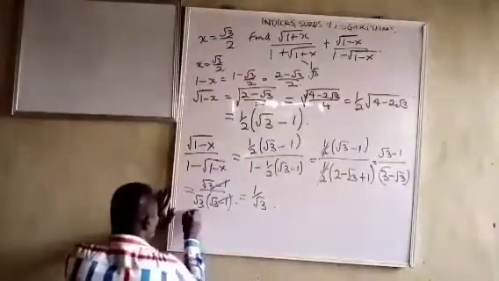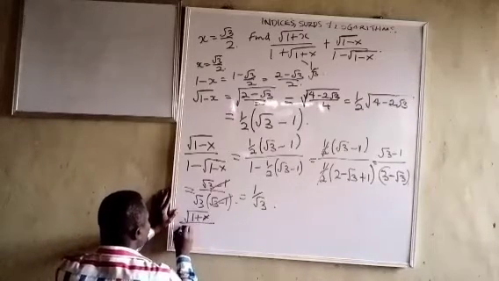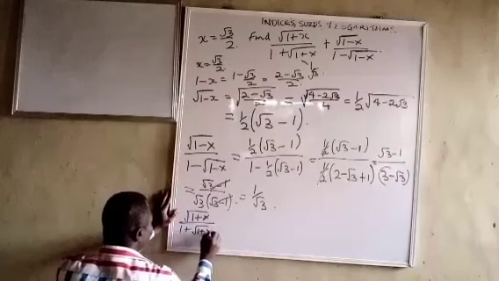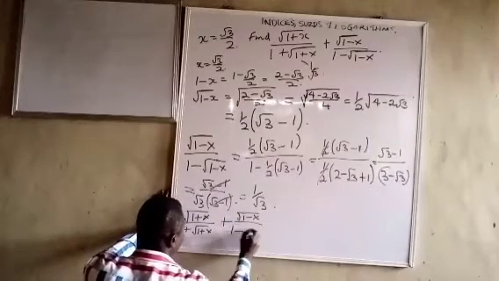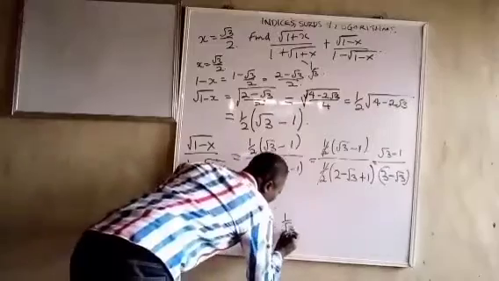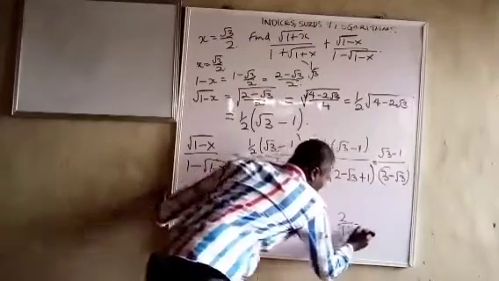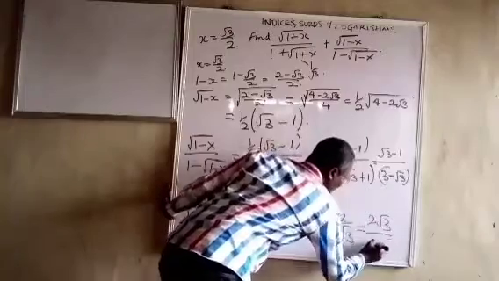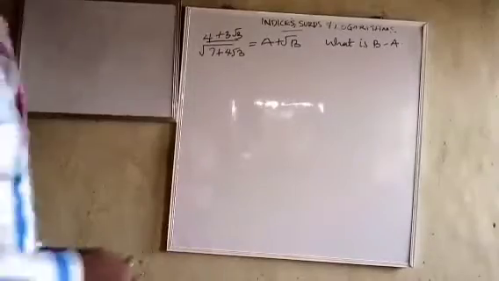So at the end of the day, the expression root of 1 plus x over 1 plus root of 1 plus x, plus root of 1 minus x over 1 minus root of 1 minus x, is equal to 1 over root 3 plus 1 over root 3, which equals 2 over root 3, which equals 2 root 3 over 3. So that is the answer. Now we have another one.